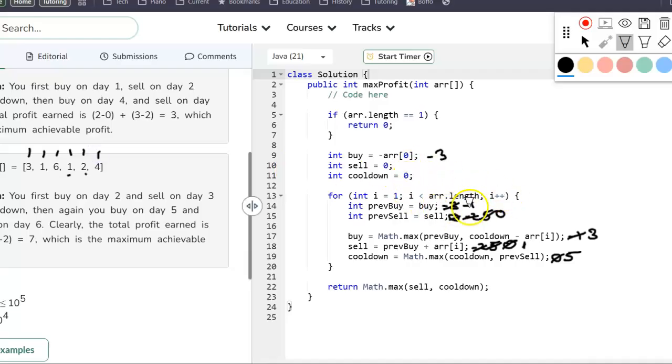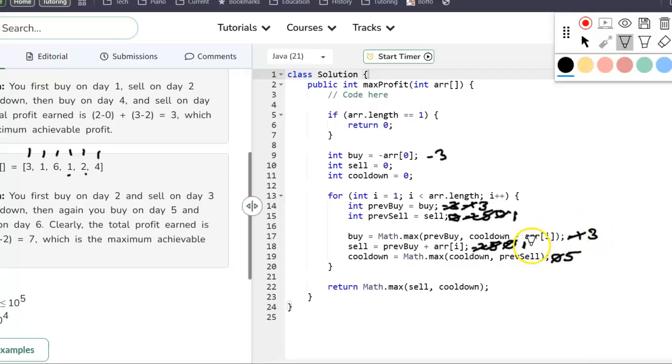Previous buy is 3. Previous sell is 1. Buy. We really don't want to buy on the last day. Max of previous buy, which is 3, or cooldown minus array at I, which is 4, 1. So this stays at 3.